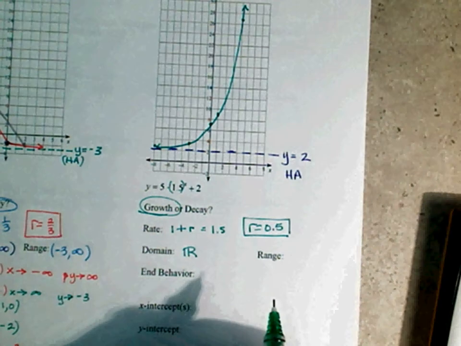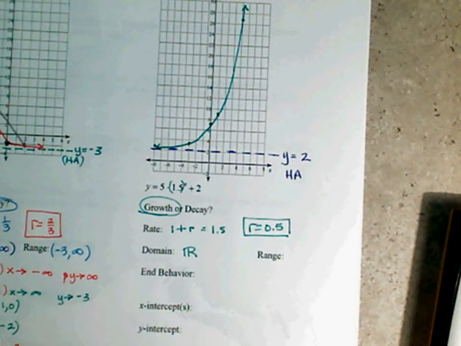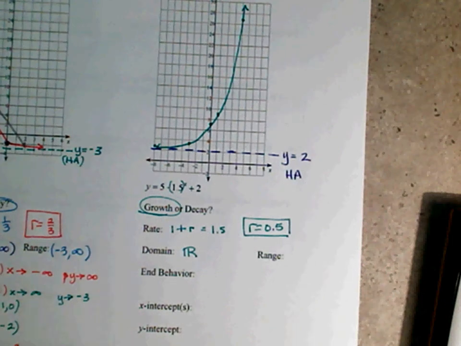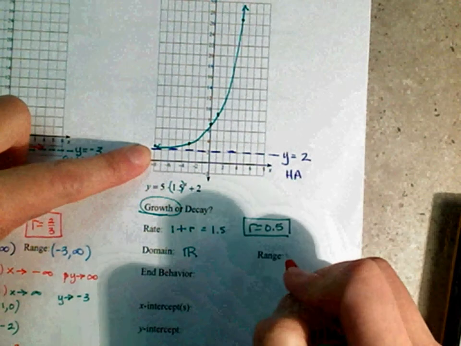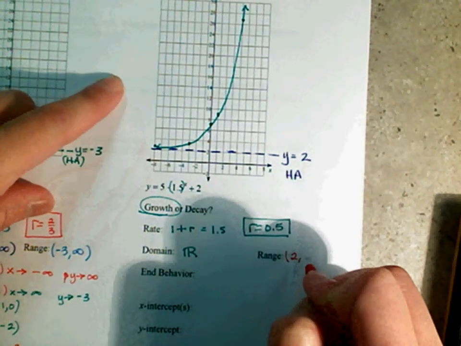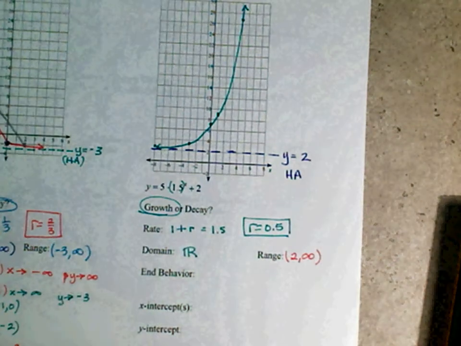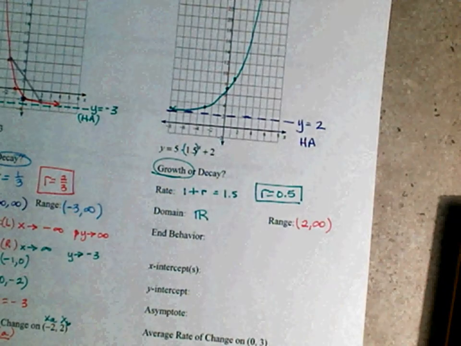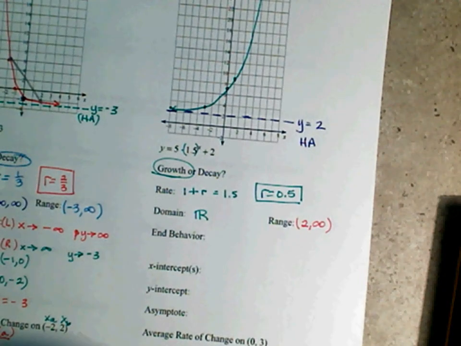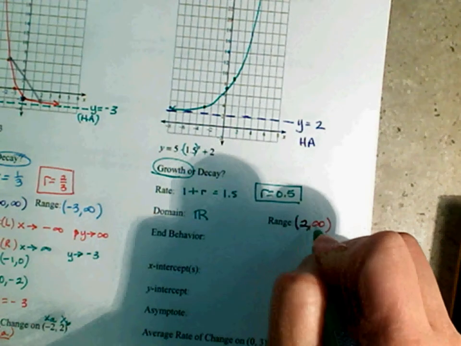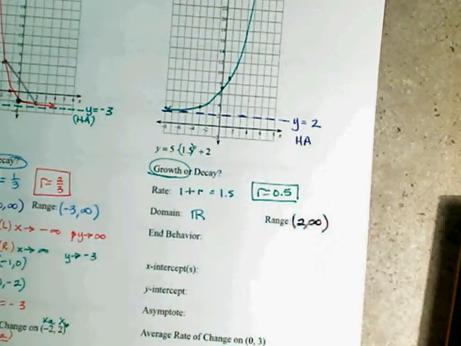Okay? Your range. How low are you starting? I'm starting at 2, going all the way to infinity. I never touch 2, and that is the reason why it is a parentheses. You guys see that? Okay. All right. Your end behavior.